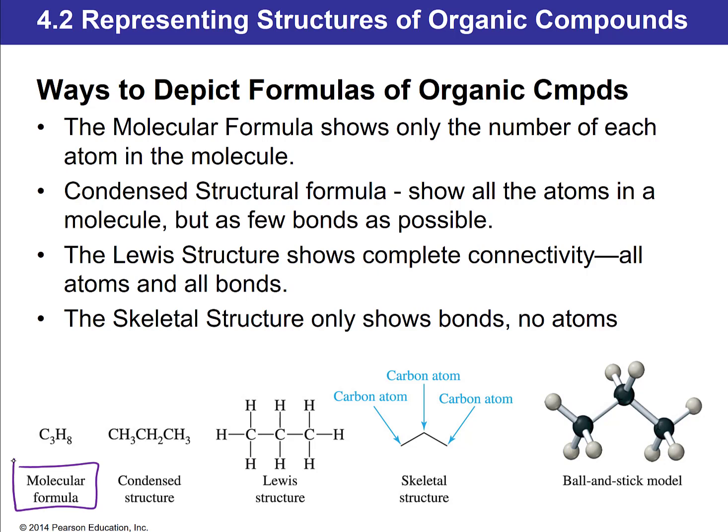Condensed is when you have the carbons and how many hydrogens are arranged around each. The Lewis is the one that takes forever to draw, but the Lewis structure shows you every single covalent bond as a link. The skeletal structure here, this is a carbon atom, this is a carbon atom, this is a carbon atom. So you can see in propane, 3 carbons.